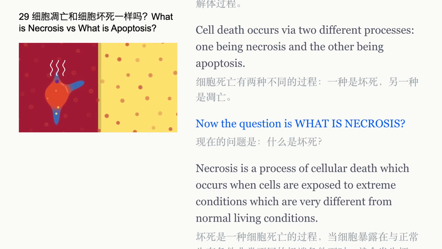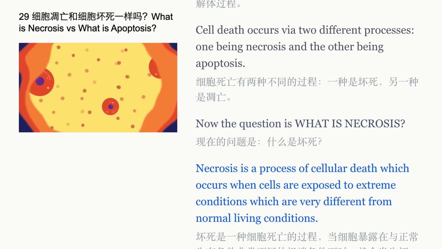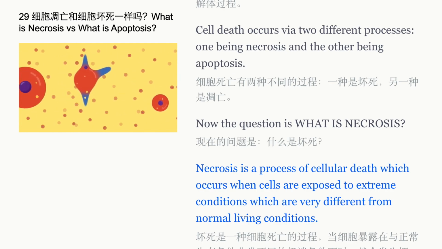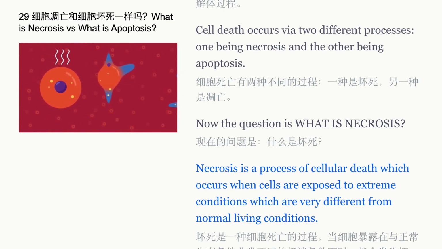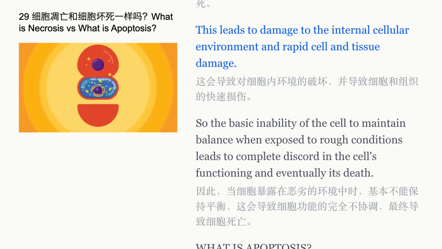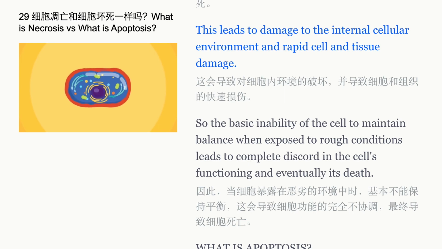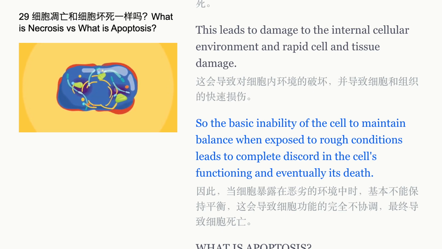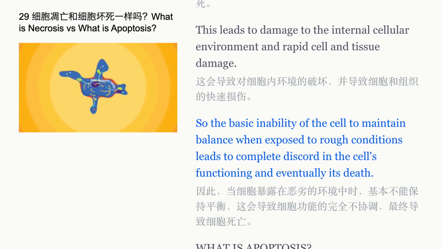Now the question is, what is necrosis? Necrosis is a process of cellular death which occurs when cells are exposed to extreme conditions which are very different from normal living conditions. This leads to damage to the internal cellular environment and rapid cell and tissue damage. So the basic inability of the cell to maintain balance when exposed to rough conditions leads to complete discord in the cell's functioning and eventually its death.